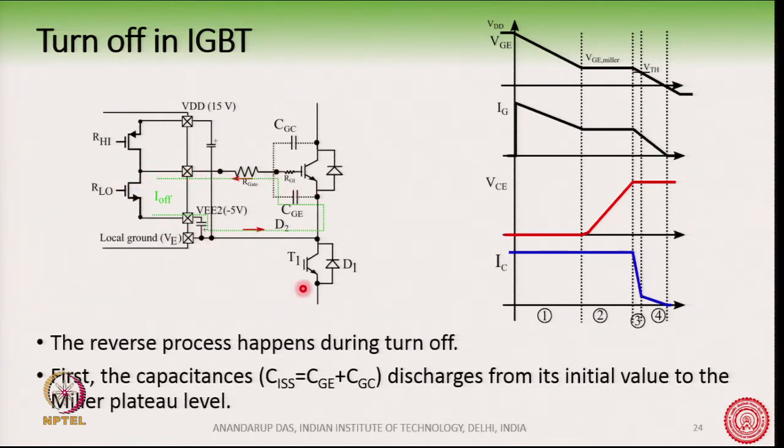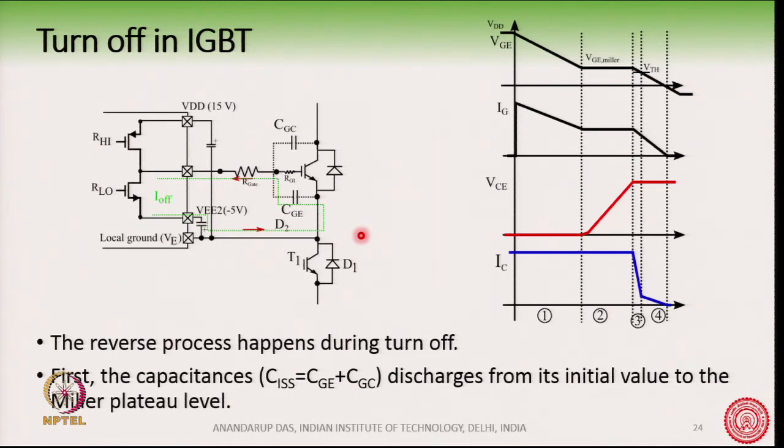And of course, you can see here that this is charged to minus 5 volt in this example. So, it is like this here. So, the gate emitter voltage at the end of turn off will come to minus 5 volt, because this is the plus terminal. So, this will come here, and so this capacitor will be charged to minus 5 volt at the end of the turn off, the whole process of turn off.